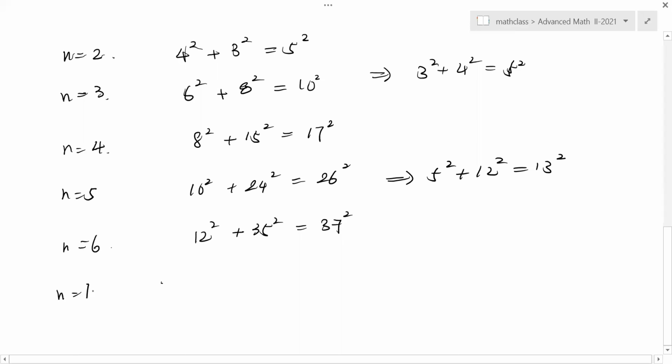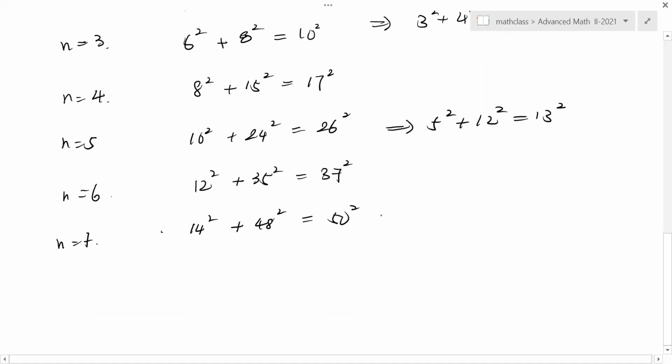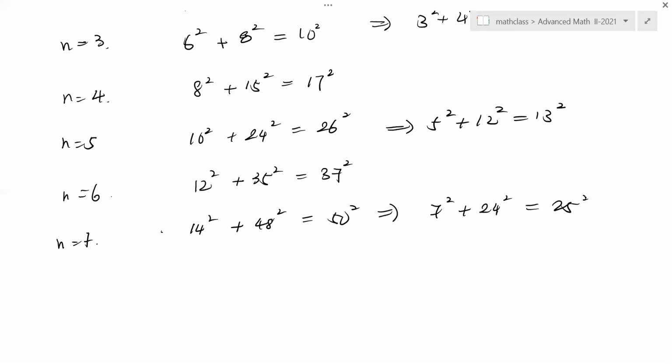Okay, n equals 7. We stop at 7, okay? 14 squared plus 7 squared minus 1, 48 squared. 7 squared plus 1, 50 squared, right? Then this one I can simplify. It's going to be 7 squared plus 24 squared is 25 squared. Wow. So we do have interesting, special triangles.